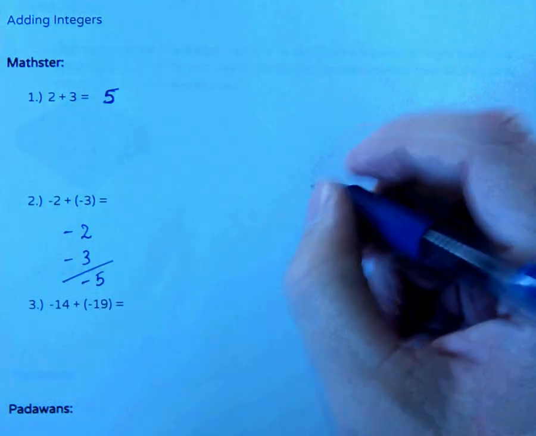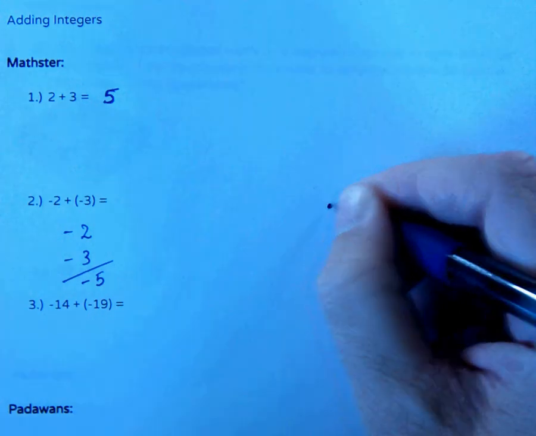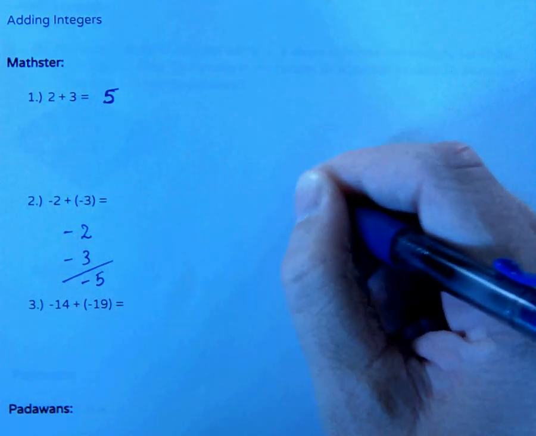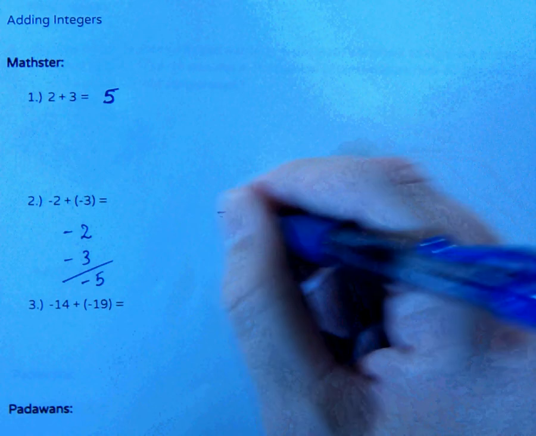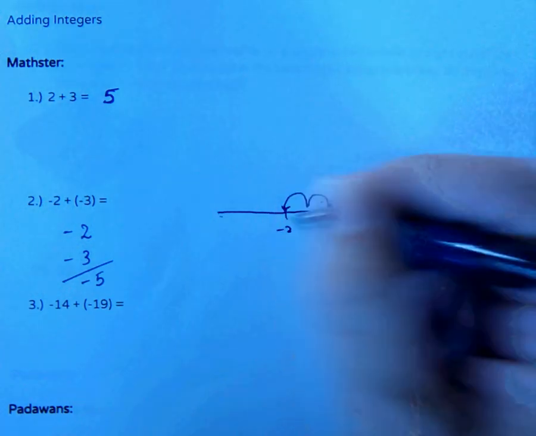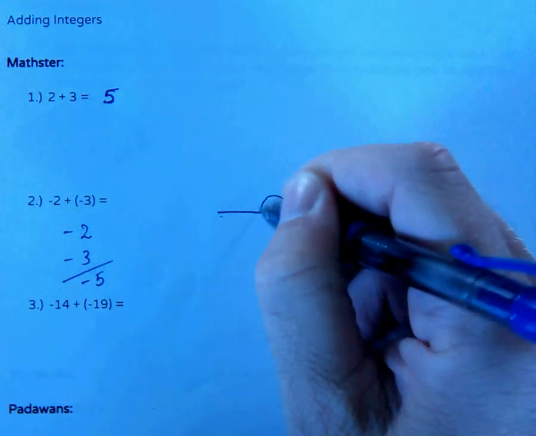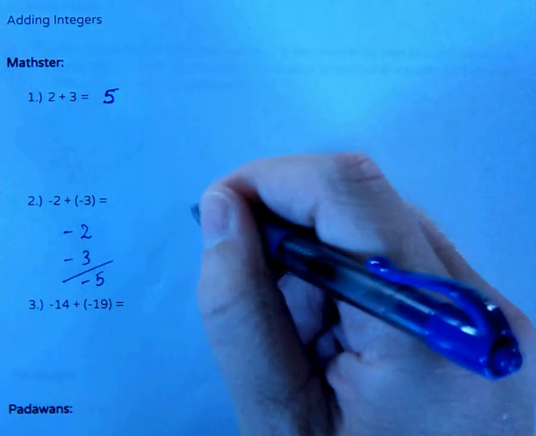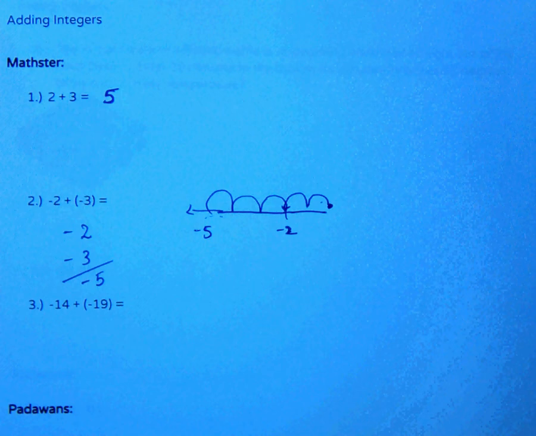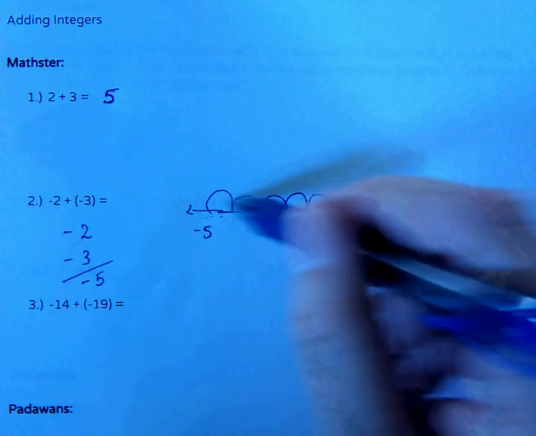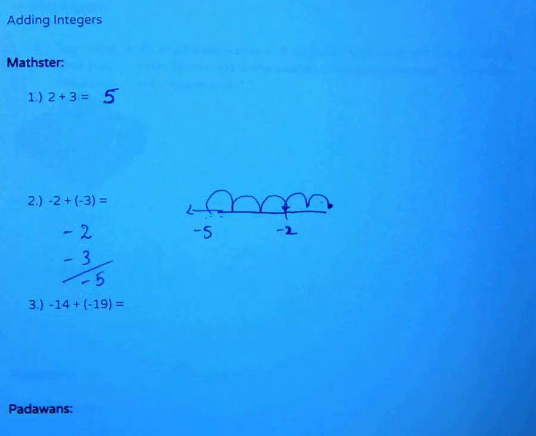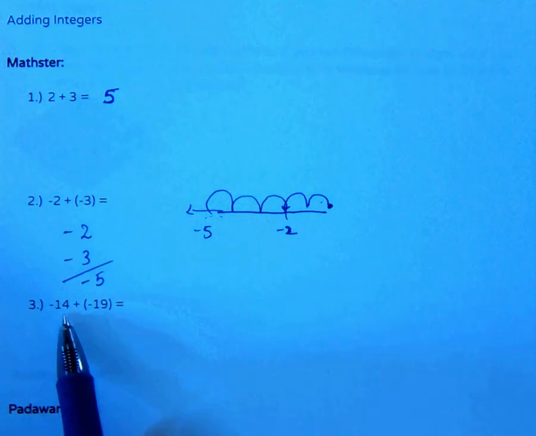Now, one way to think about that is if we start at 0 and we go back negative 2 on a number line, so this is negative 2, and then we go back negative 3 more. 1, 2, 3, we would get to negative 5 because there's 5 little dips right there. So this works the same way.